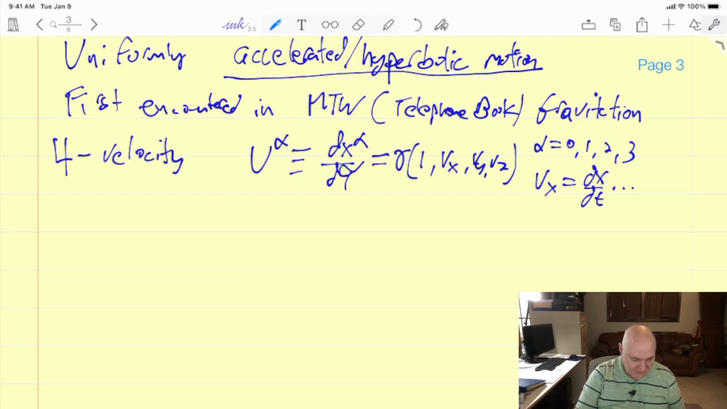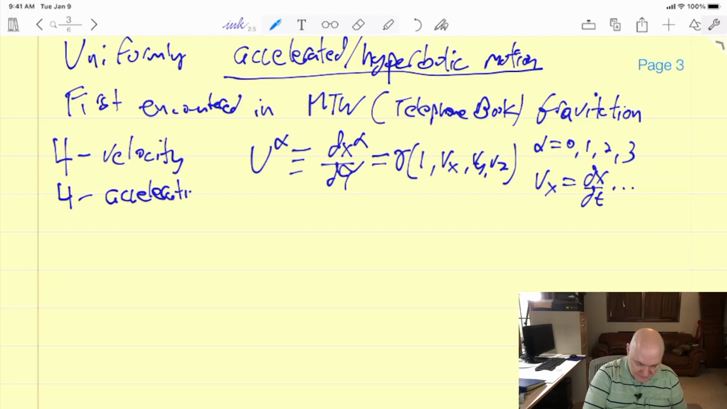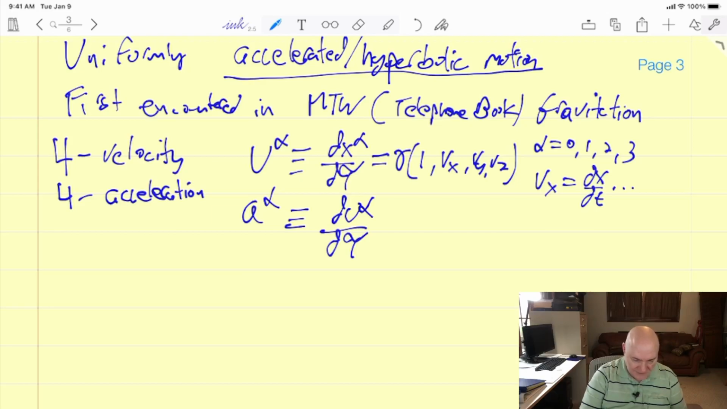Okay, so, and then we have the 4 acceleration, which is defined as you would expect. A^alpha is du^alpha/d tau, and I'll leave it like that for now. By the way, I said MTW. Look at section 6.2. Okay.